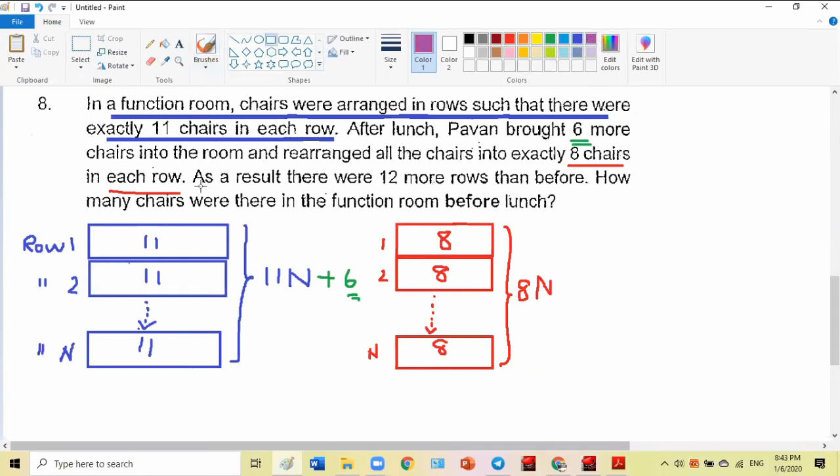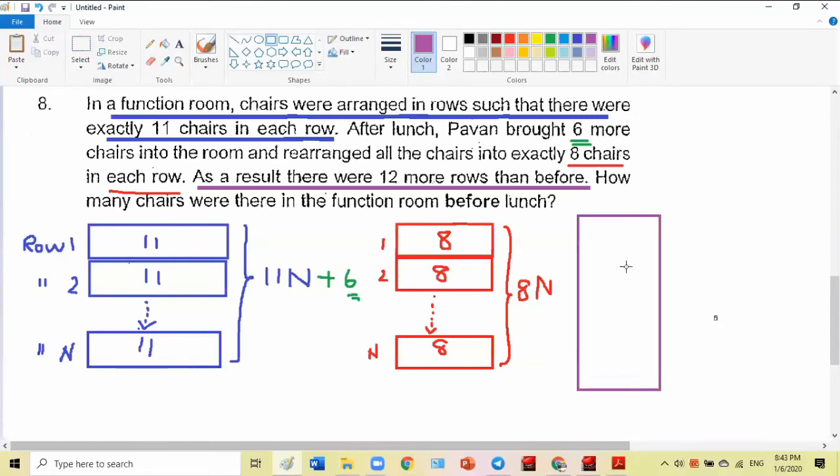So Lucas, can you continue? As a result, there were 12 more rows than before. How many chairs were there in the function room before lunch? Hey, this is 8n plus 12 more rows. Understand what I'm saying or not? I can draw it longer, shorter, doesn't matter. It is not following the 8, but it got 12 more rows of 8's. Understand?